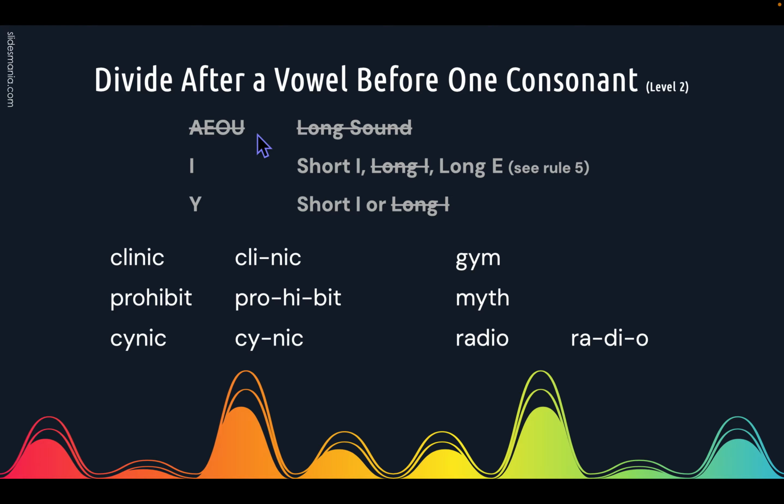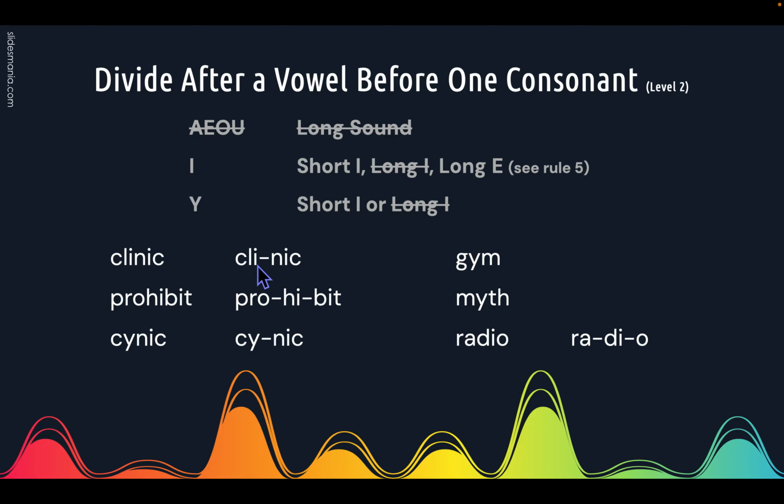So the rules that are crossed off here are not going to apply to this page, just to make it easier. So on this page, we are going to use the short I or the long E for the letter I and the short I sound of I for the Y.